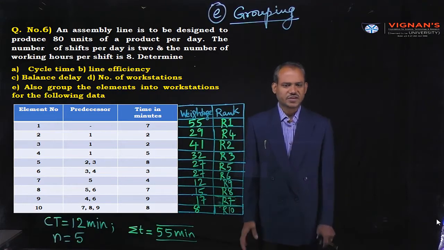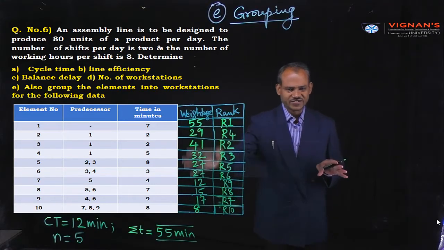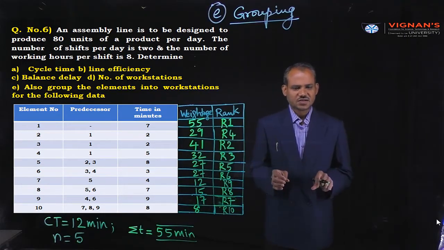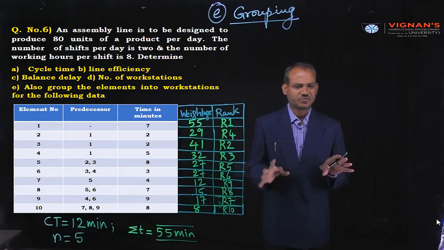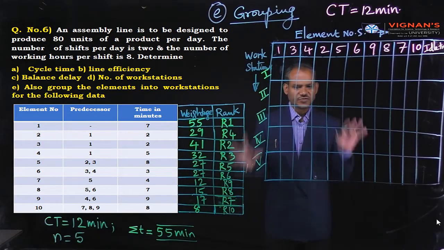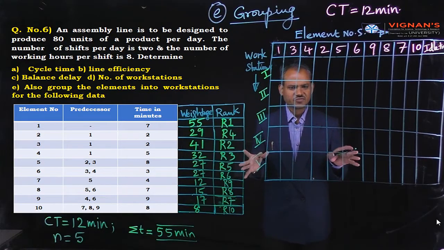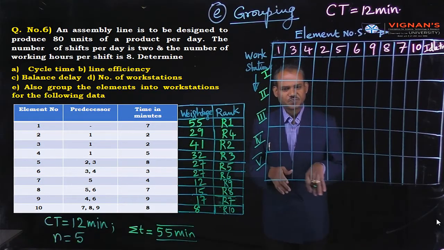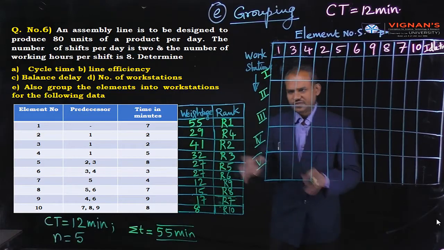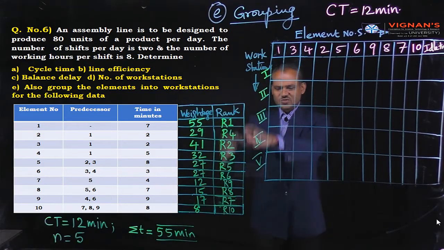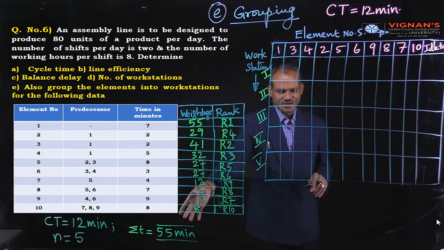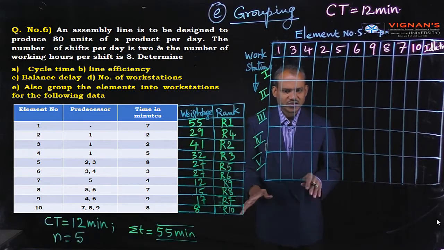Now we are going to group the elements into workstations. How? For that purpose, prepare one table. I will explain later. For grouping of work elements into workstations, everybody should draw this table. I will explain this table elaborately. Okay, we have assigned ranks to every element, that means element number 1 to element number 10. Once it is over, next prepare the table.